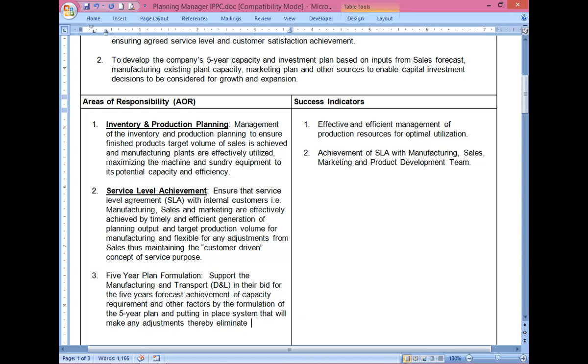Okay, so make sure you guys are trained in all aspects of the planning responsibility, so that there will be minimal mistakes, right? We don't want big mistakes. So from achieving the goals. Okay. 5-year plan formulation: support the manufacturing and transport DNL in their bid for the 5 years forecast achievement of capacity requirement and other factors by the formulation of the 5-year plan and putting in place a system that will make any adjustment thereby, I think this is progressive also, by eliminating, okay, drawbacks from achieving the goals.